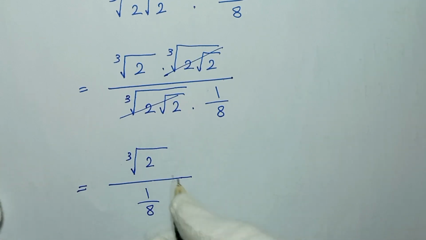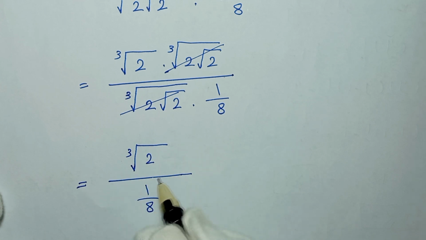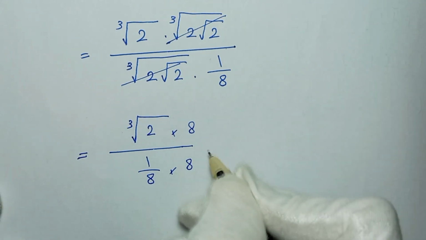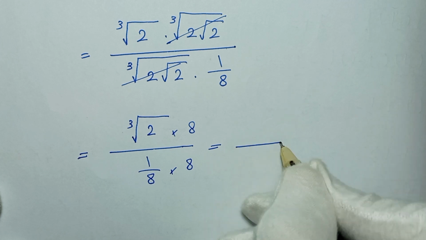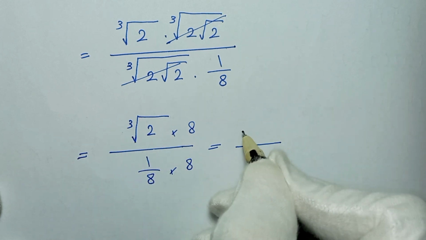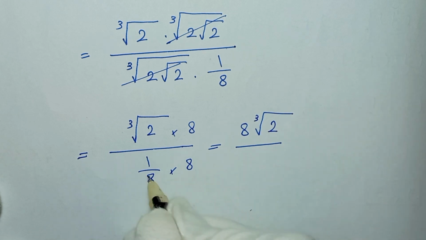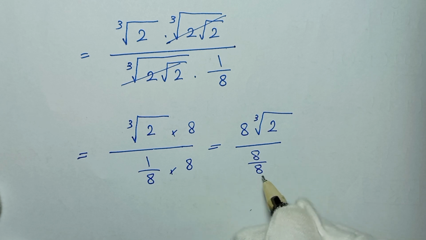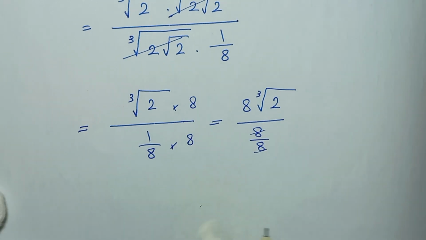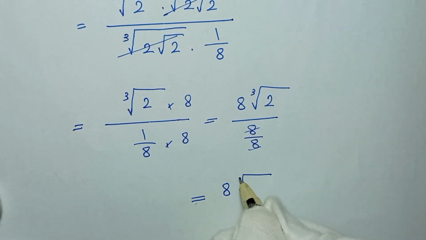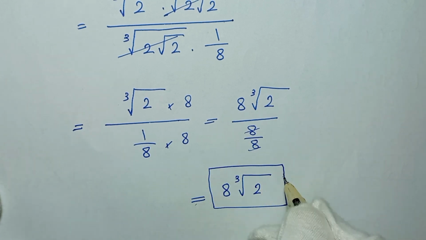And in here, we can multiply numerator and denominator by 8. So this times 8 and this times 8. So it will be, this times 8 is 8 cube root of 2, and this times this is 8 over 8. So this will cancel this by 1, so it will be this 8 cube root of 2. And this is our final answer.